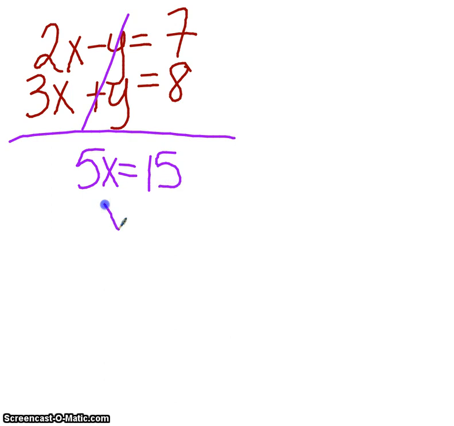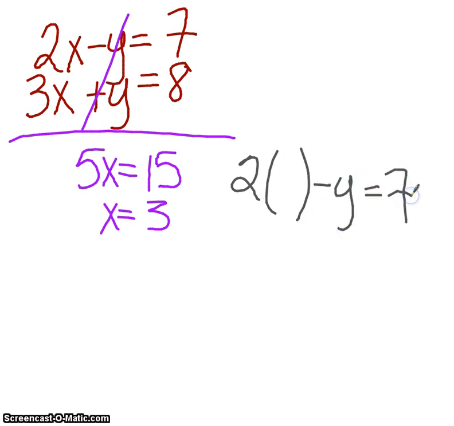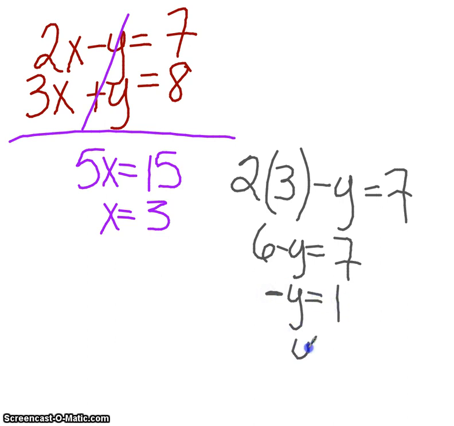Then I'm going to continue on to solve the equation, which gives me x equals 3. So now I'll go back to either equation, and in this case, I'm going to take the first equation and substitute my value of x, because I now know that x is 3. That gives me 6 minus y equals 7, which is -y equals 1, which is y equals -1. So my coordinate pair would be 3, -1.